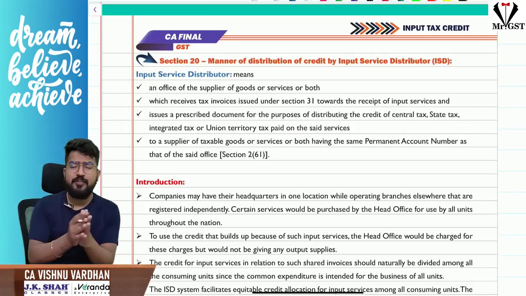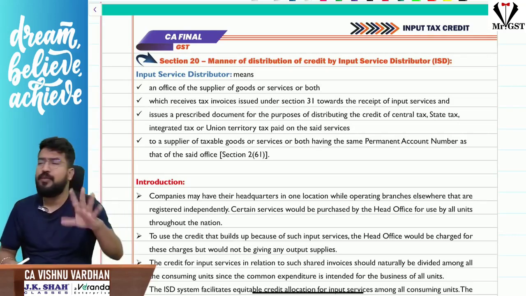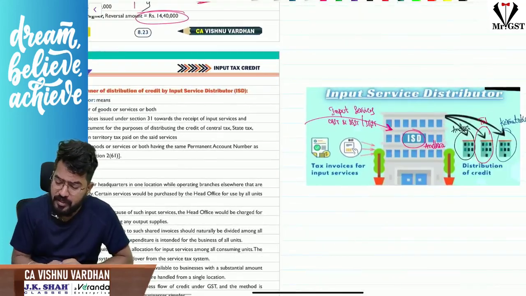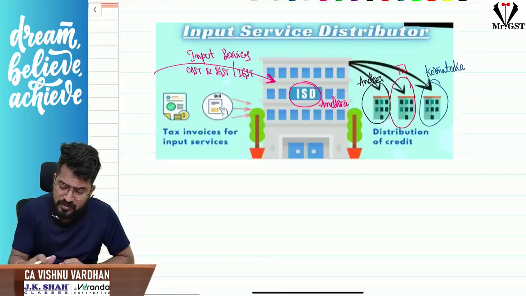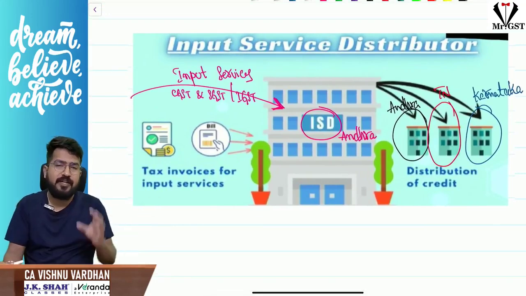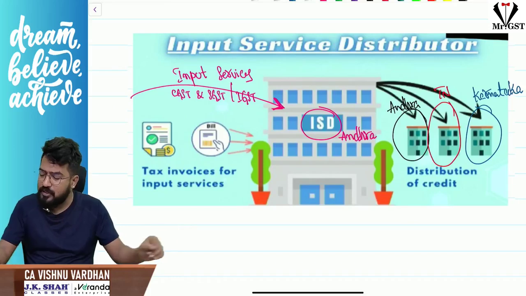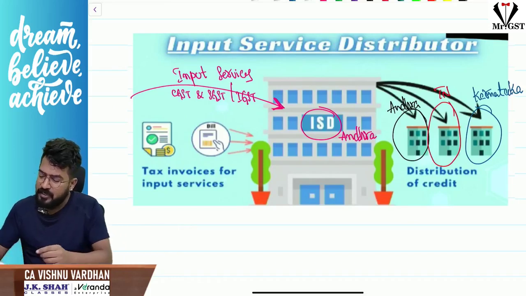The next section is Section 20, that is, the input service distributor. Input service distributor is a concept where there is a central office which receives the billings, and from that we distribute the credit. The bills are related to all the other branches, but the billing is done at the central office.